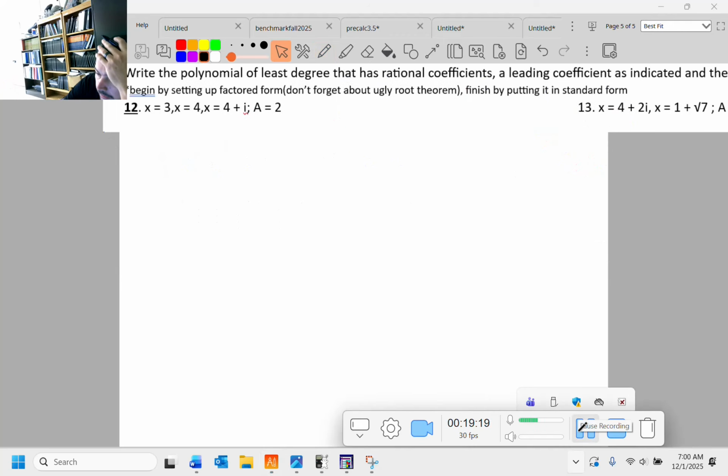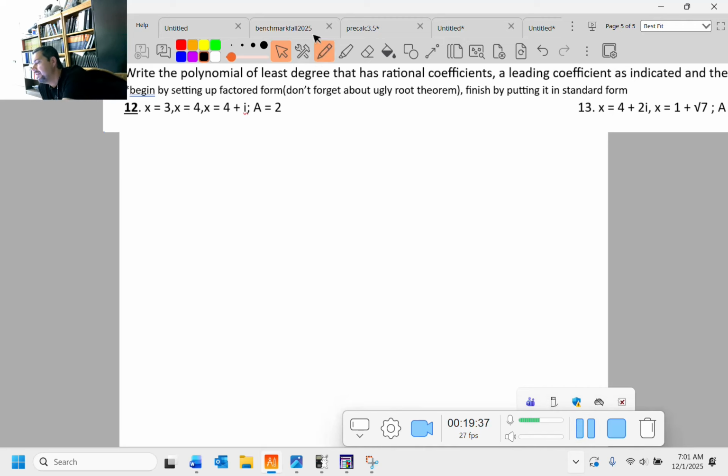Alright, write the polynomial of least degree that has rational coefficients, which means that the numbers are rational numbers. Leading coefficient is indicated. Begin by setting up the factored form. Don't forget about the irrational root theorem.